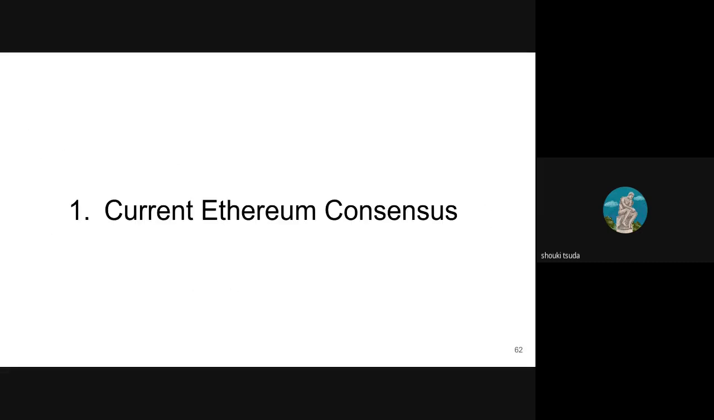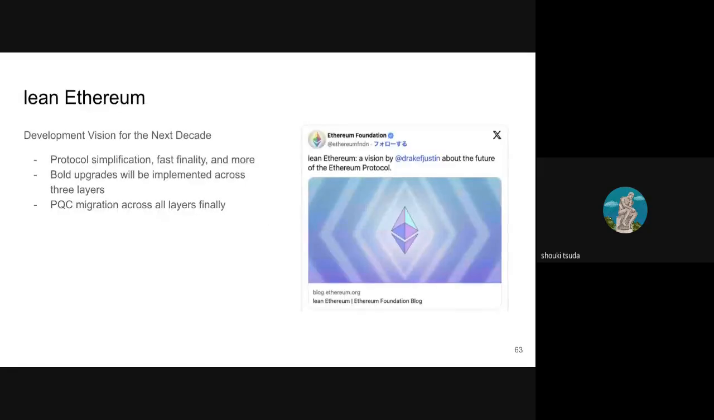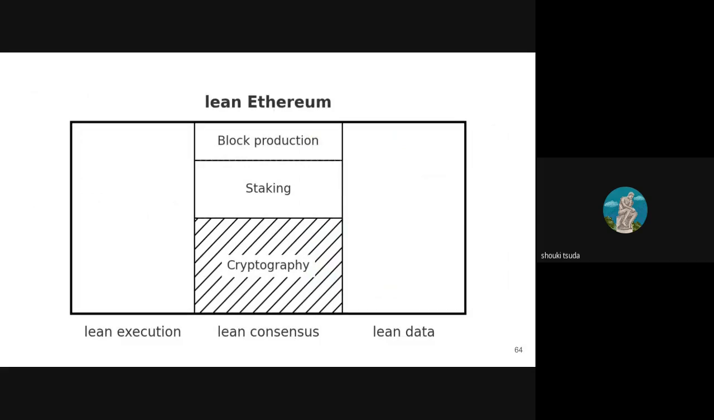Yeah, so let's recap the current state of Ethereum. A few months ago, Justin Drake and the Ethereum Foundation posted some blog posts and introduced Lean Ethereum, as you may know. The concept is very simple: minimize the assumptions for very compact verifiability, and make post-quantum migration possible for the current consensus layer, and not only for consensus but also the execution layers and data availability layers. So today I'm talking about this part, the consensus and cryptography part.